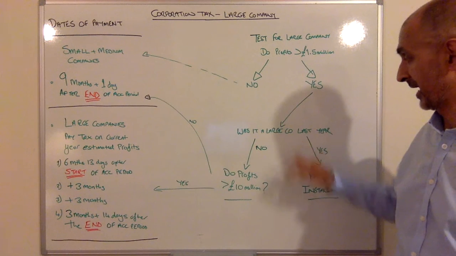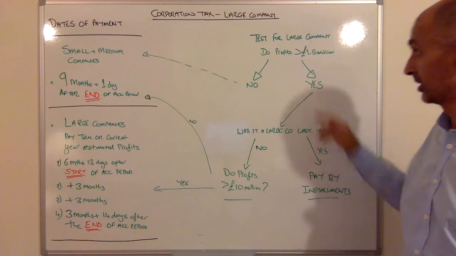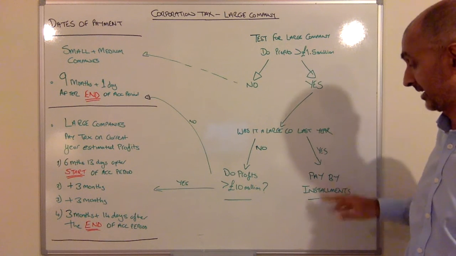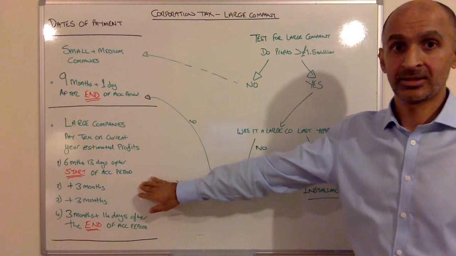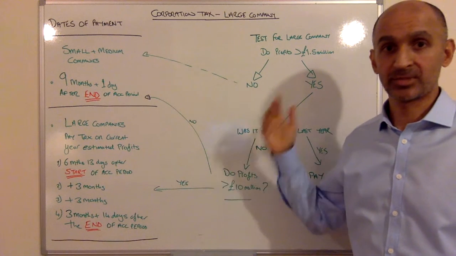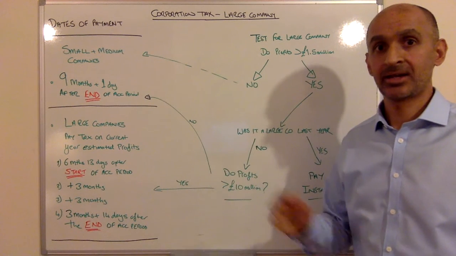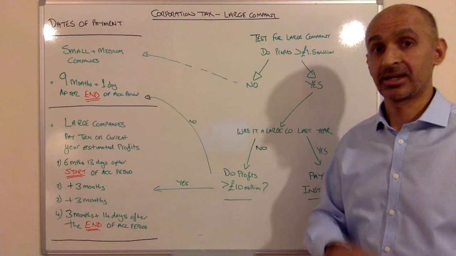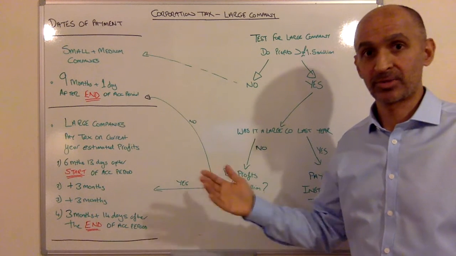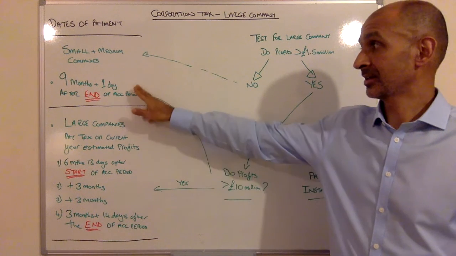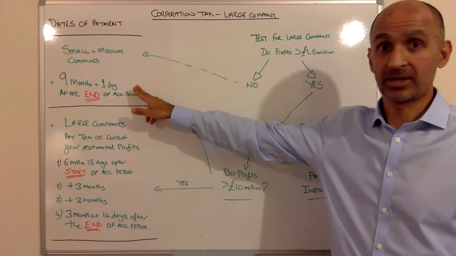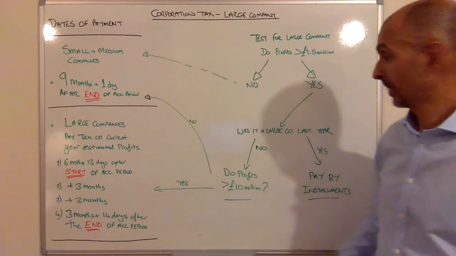So was it a large company last year? If it was, so it's large this year and last year, straight into this. So if it's a large company, it's because its profits are over 1.5 million. Just look at last year. And if it wasn't large last year and it's large this year, then assuming the profits are less than 10, you can go into this for the first year of being large. Otherwise, you're into this here.